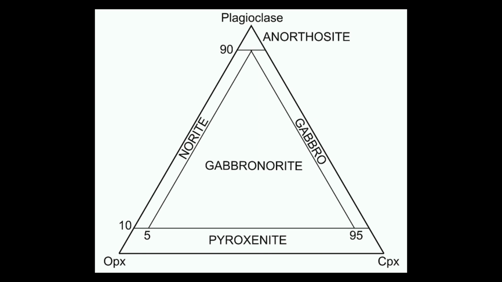Here we have a triangular diagram with olivine, clinopyroxene and orthopyroxene as its three end members. And if you want to find the composition of norite, then you can see that if a rock contains a notable amount of plagioclase and orthopyroxene and a very small amount of clinopyroxene, then we call that norite. And similarly, a rock containing plagioclase and clinopyroxene but a very minimal amount of orthopyroxene is considered a gabbroic rock.